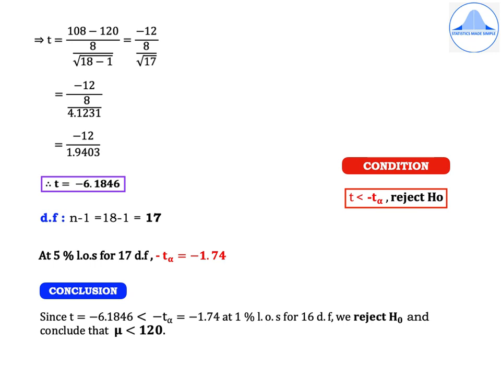So the conclusion, since T is equal to minus 6.1846 is less than minus T alpha equal to minus 1.74 at 5% level of significance for 17 degrees of freedom, we reject H naught and conclude that mu is less than 120.